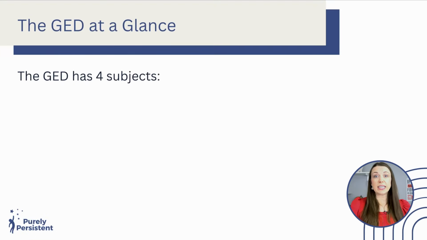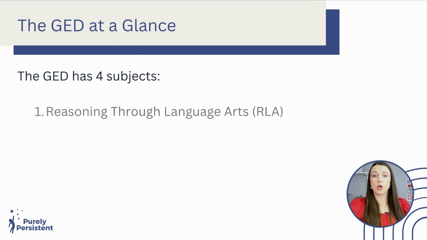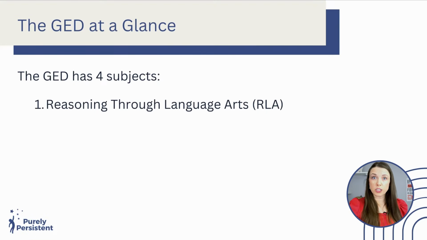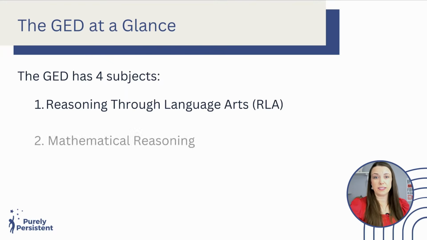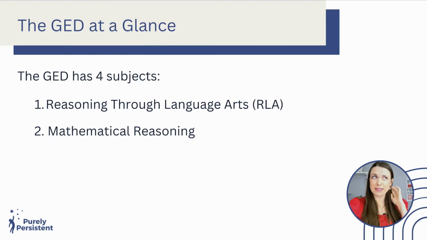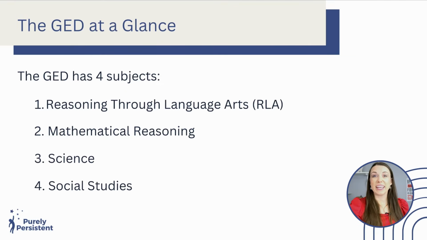Okay, so the GED is made up of 4 subjects. We have Reasoning Through Language Arts, which is abbreviated as RLA. So that's really your reading and your writing combined together in this language test. Mathematical reasoning, so it's not just adding, subtracting, multiplying, dividing. There's a lot of reasoning, a lot of critical thinking that goes into that test. And then of course we have science and social studies. So it's just made up of those 4 tests.